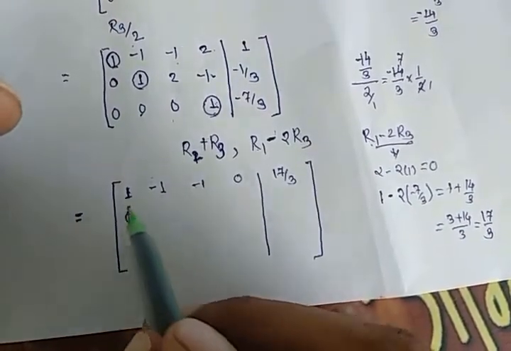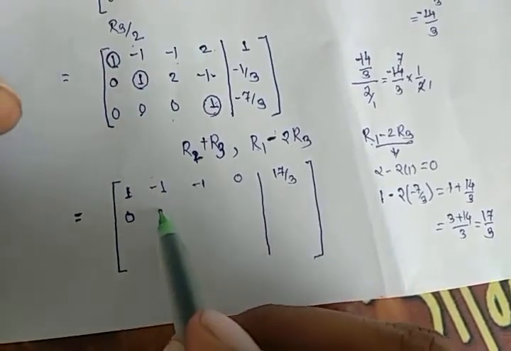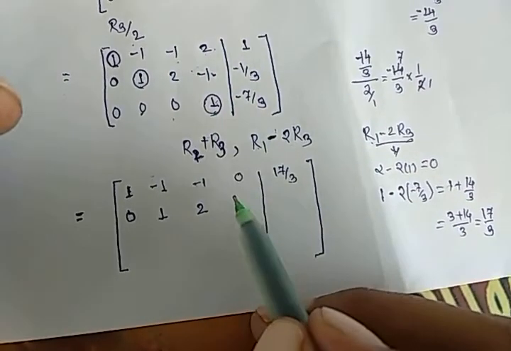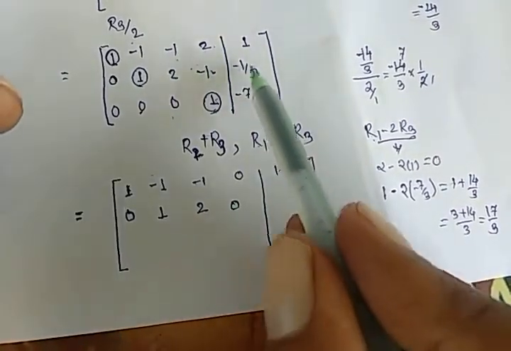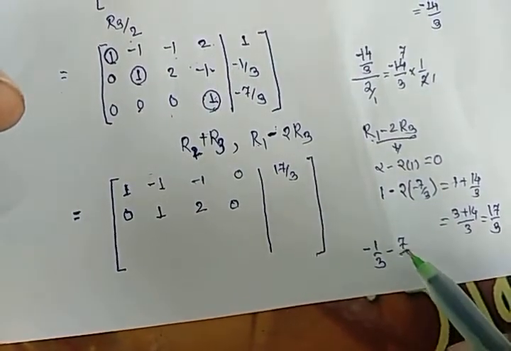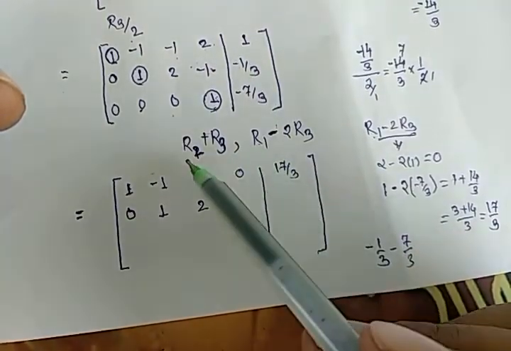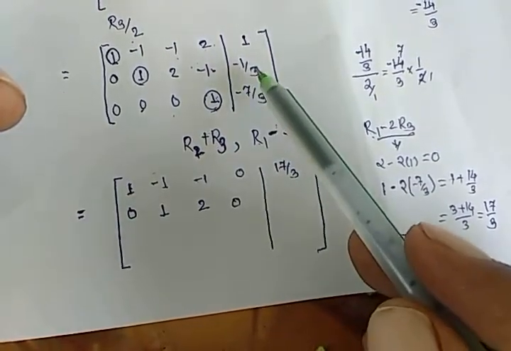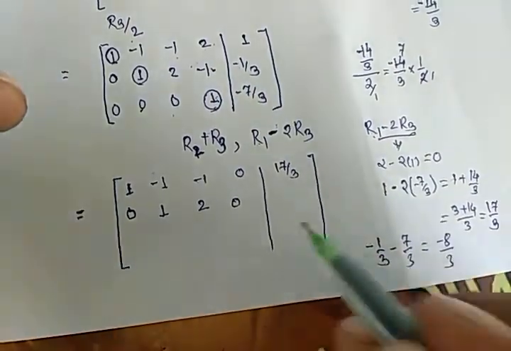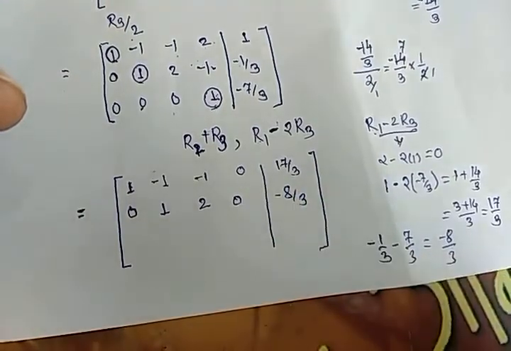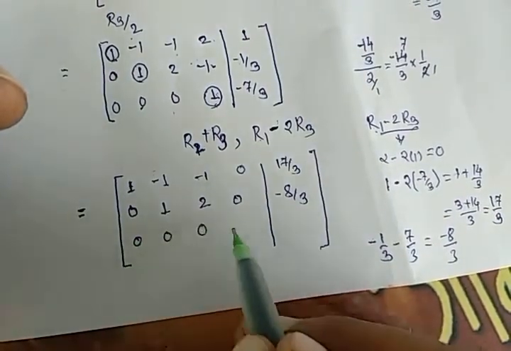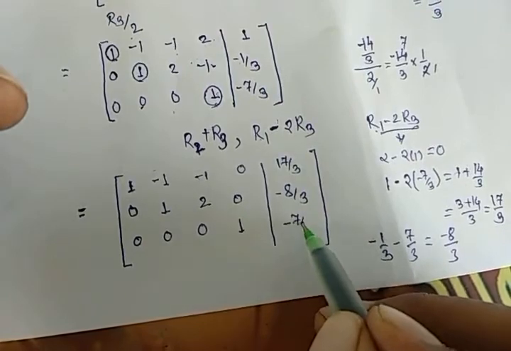Now for the second row: 0 as it is, 1 minus 0 is 1, 2 minus 0 is 2, minus 1 plus 1 is 0, and minus 1 by 3 minus 7 by 3, because the row operation is R2 plus R3. So minus 1 by 3 minus 7 by 3 gives minus 8 by 3, because the denominator is the same. And the last row is as it is: 0, 0, 0, 1, minus 7 upon 3.